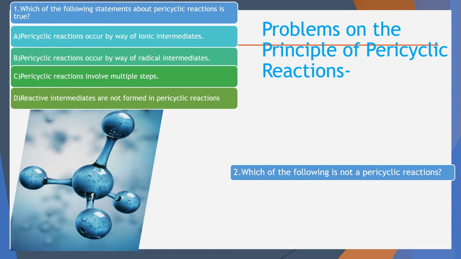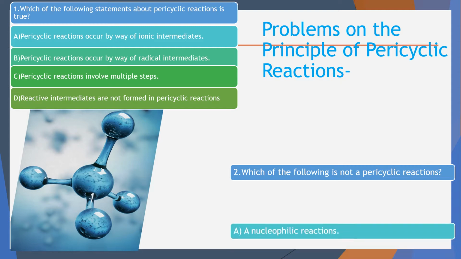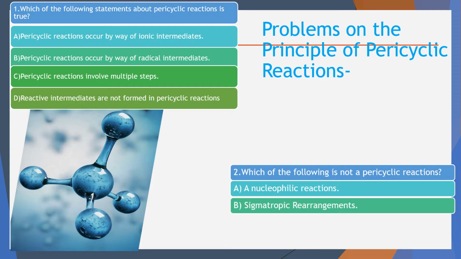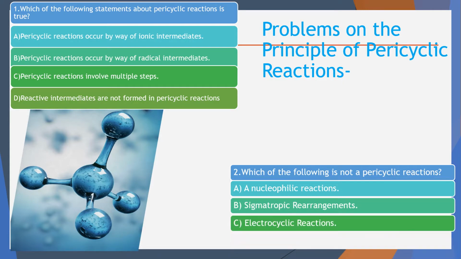Problem 2. Which of the following is not a pericyclic reaction? A. A nucleophilic reaction. B. Sigmatropic rearrangements. C. Electrocyclic reactions. D. Cycloaddition. Please answer in the comments.